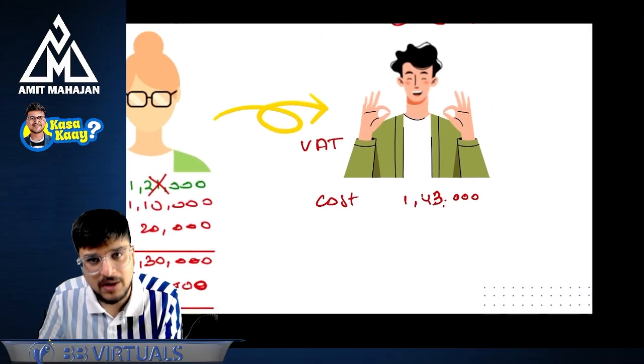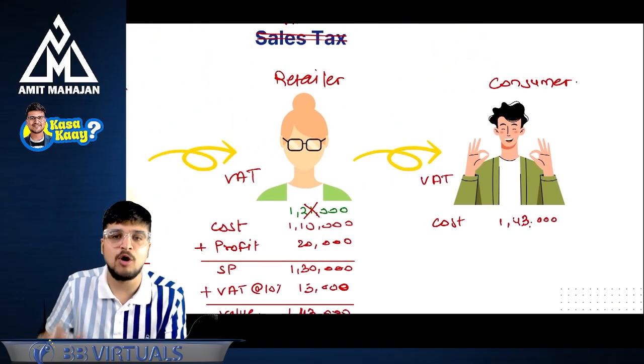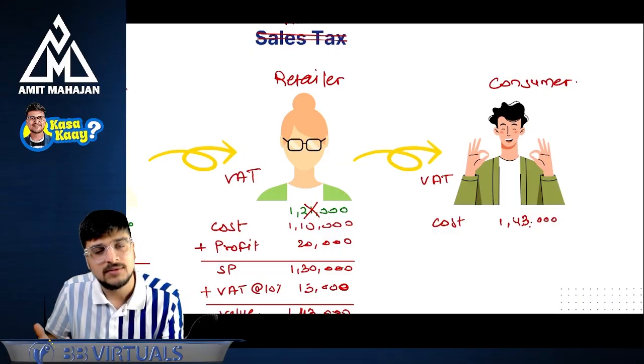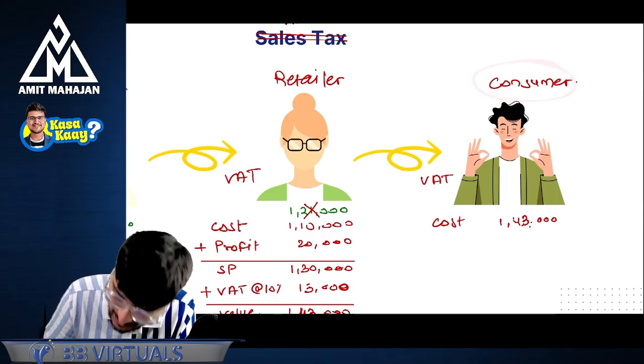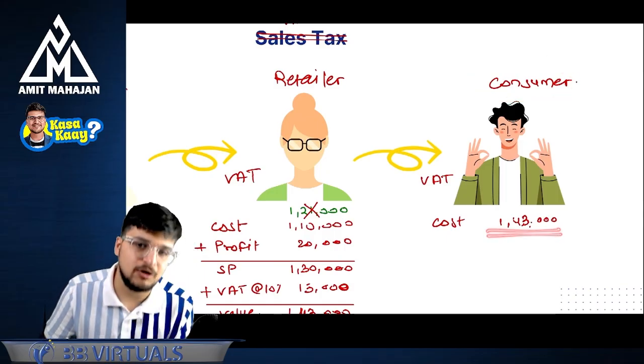Perfect. Because the consumer never gets the credit, the ultimate burden of the tax, that is VAT, is on the consumer, and the consumer will not get the credit. That's why the cost for the consumer is 1,43,000.